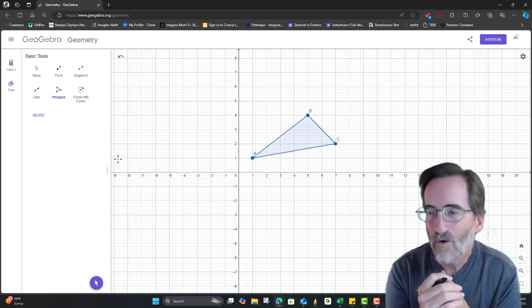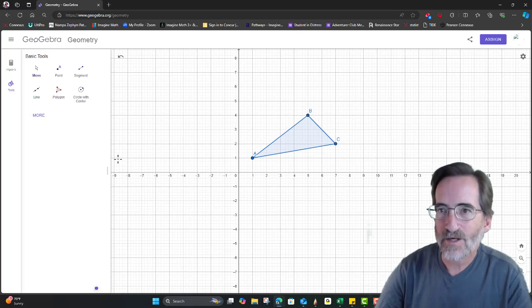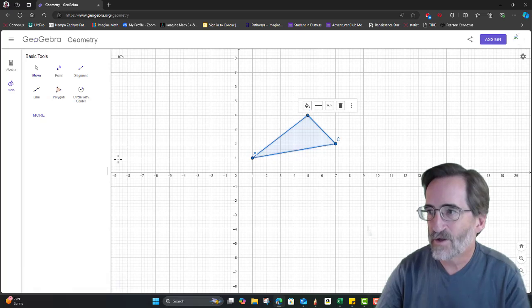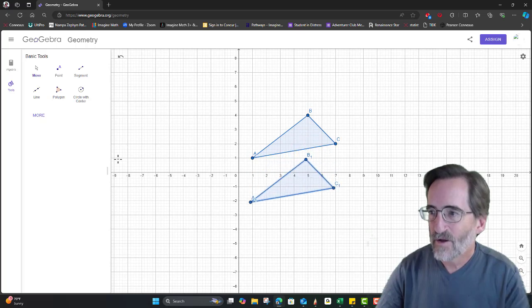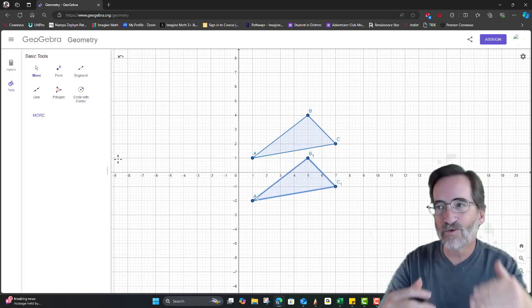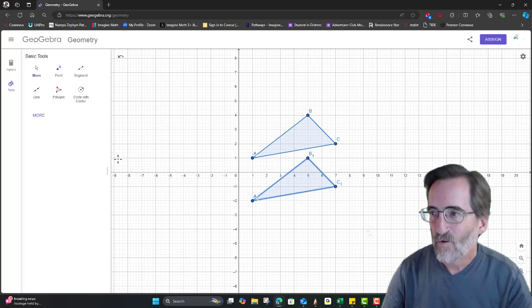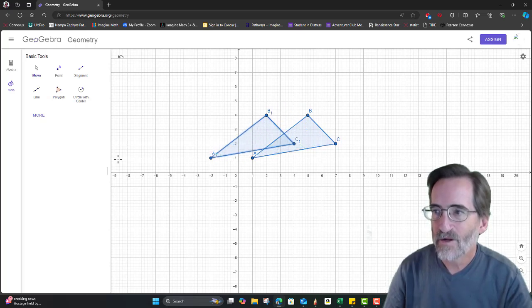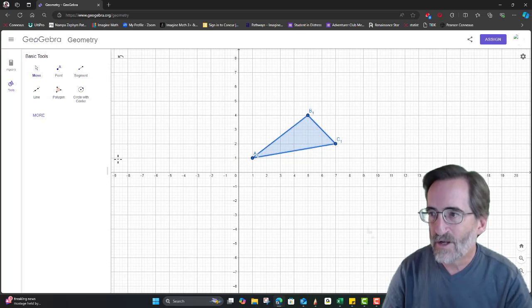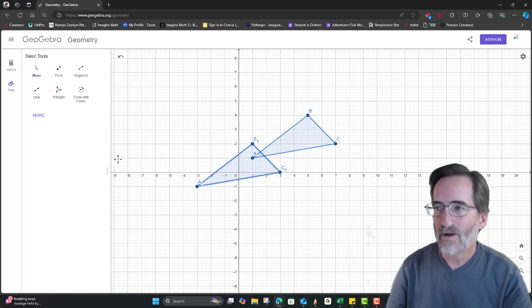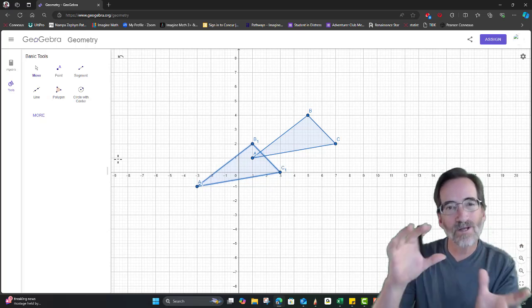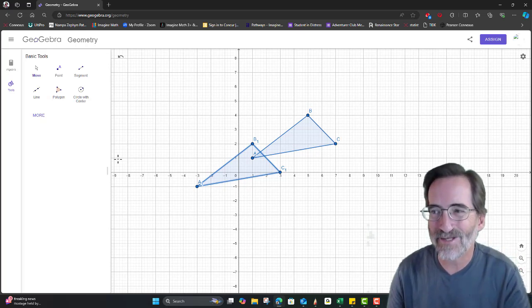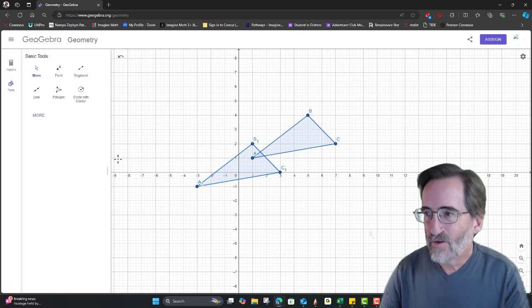Okay. One of the easiest ones to do is a translation. So I'm going to select the Move tool, select the triangle, copy and paste. Control-C, Control-V, and I'm going to drag it. This is a translation down 3 units. Translation down. Instead of down 3 units, we can translate left 3 units. Or we can combine it: down 2 units and left 4 units. Okay. All of those are translations. Notice the orientation of the triangle doesn't change. That's a translation.